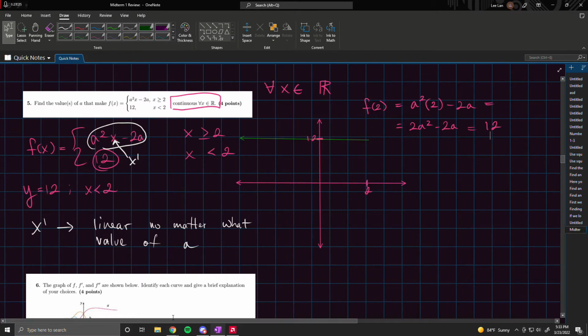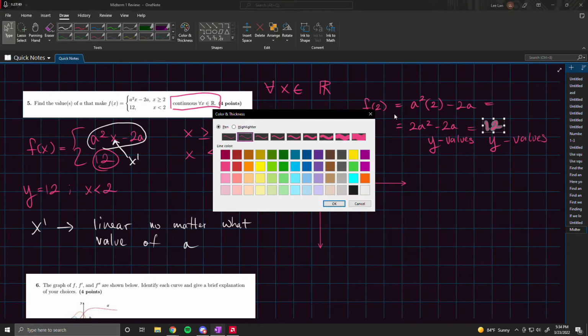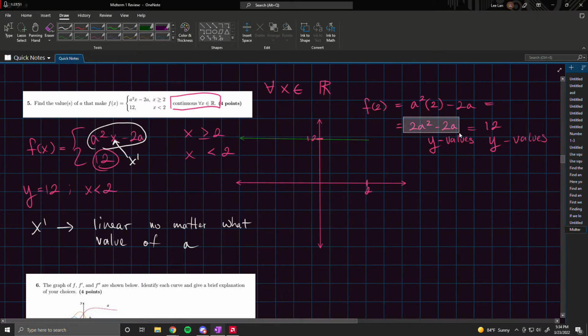And why does this make sense? Well, these are all y values. So it makes sense that if I plug in the same x, I should get y values that are the same. I don't know what a is, but if I set it equal to 12, I should be able to get the a value that will work for me.